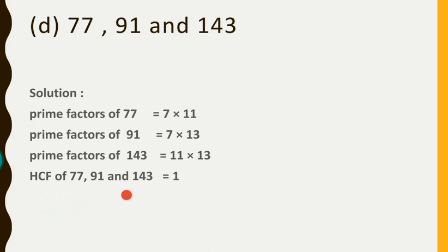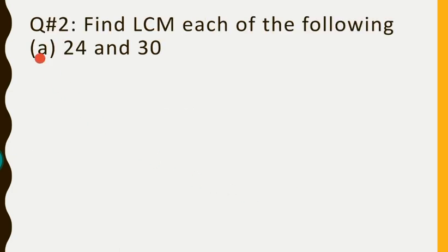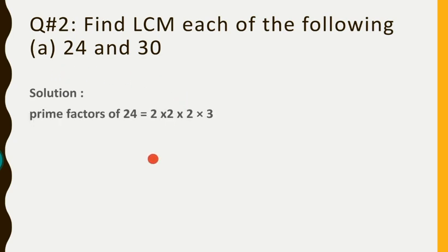HCF of 77, 91, 143 is equal to 1. Okay, question number 2. Find the LCM of each of the following: 24 and 30. Now we calculate the LCM of 24 and 30. How can we calculate LCM of 24 and 30? First of all, we take prime factors of 24 and 30 and then find common and uncommon factors and then find LCM. Okay, just like prime factors of 24 is 2 into 2 into 2 into 3.